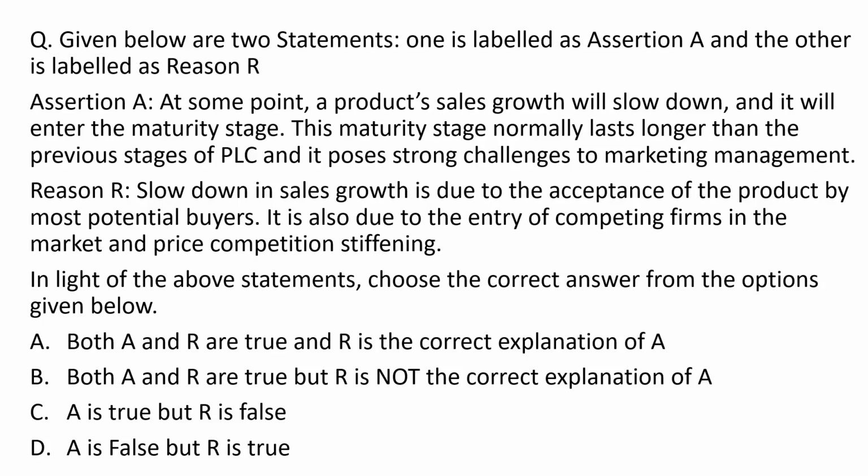Now you have to solve the assertion reason. A and R are true and R is the correct explanation of A. Both A and R are true but R is not the correct explanation of A. A is true but R is false, and A is false and R is true.